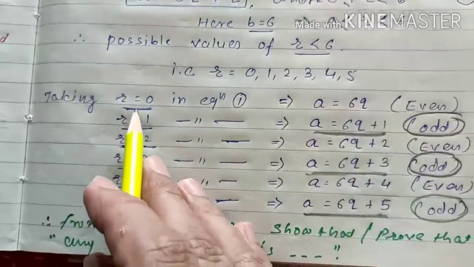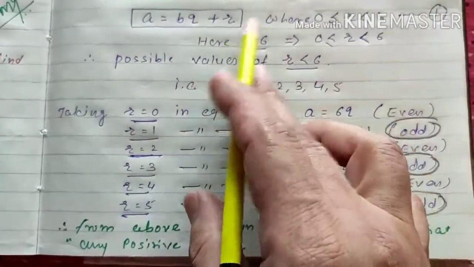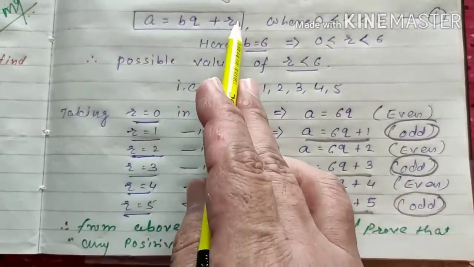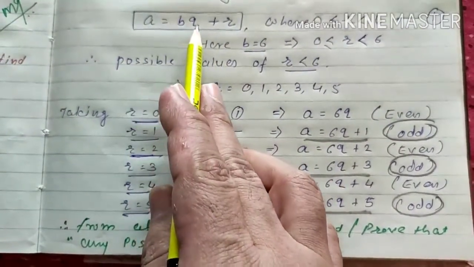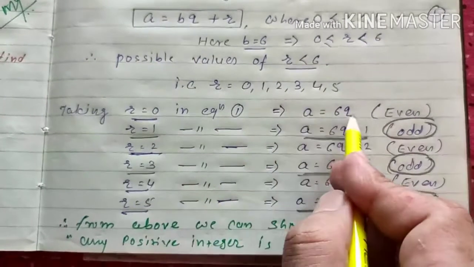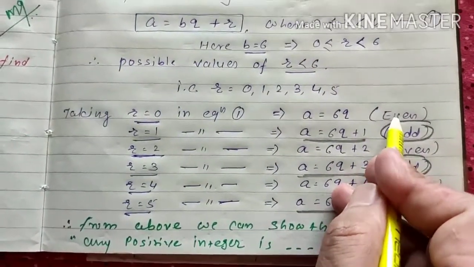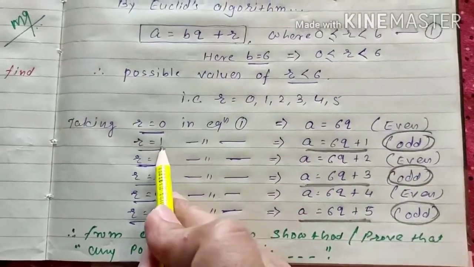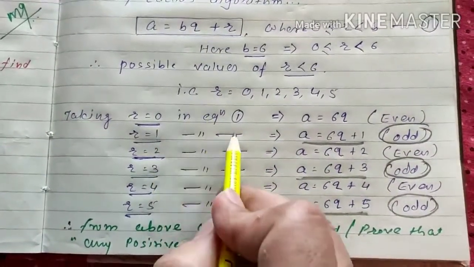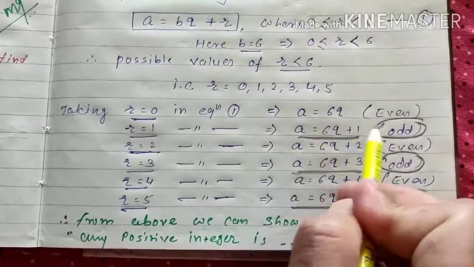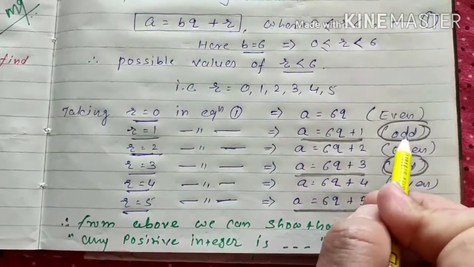Take this equation as number 1. Take r is equal to 0. If you put r is equal to 0, then a is equal to 6q. 6q means a multiple of 6, which is always an even number. Take r is equal to 1 in equation 1. So a is equal to 6q plus 1. Whatever the final answer is, it is definitely an odd number. So here we get odd.